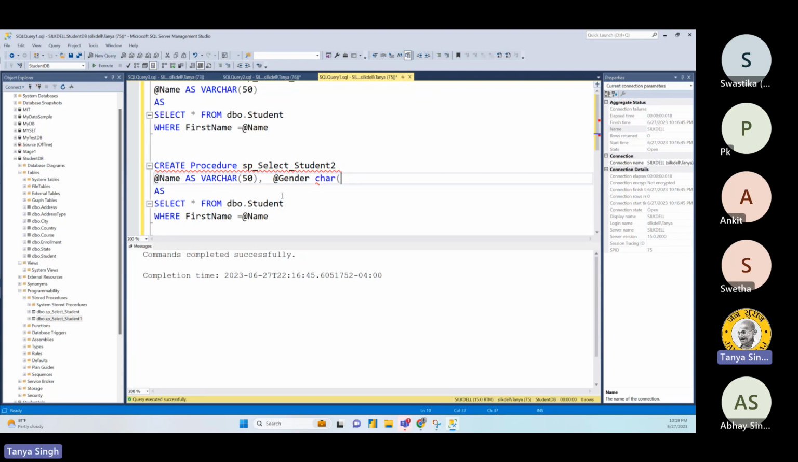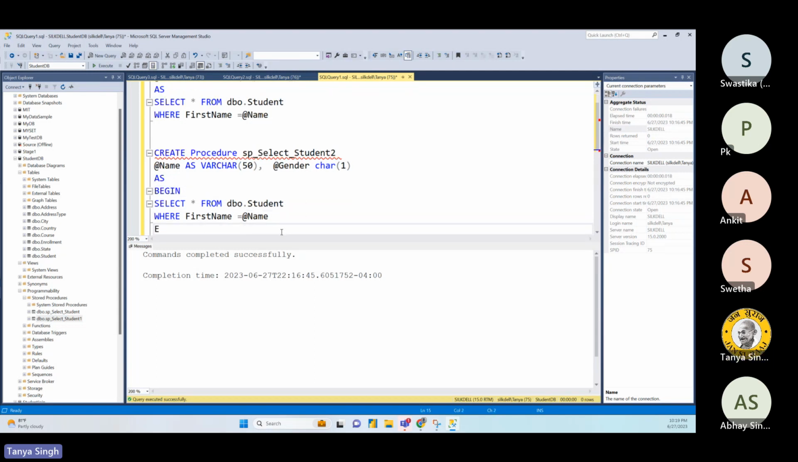She's asking something about begin and start. You can do that. Begin is just for the transaction, begin and end. It's not going to hurt, right? But it's optional, because by default SQL Server automatically puts the transaction. So it's not necessary.